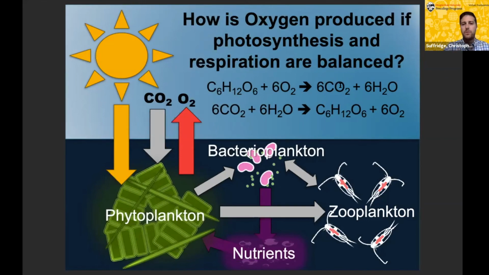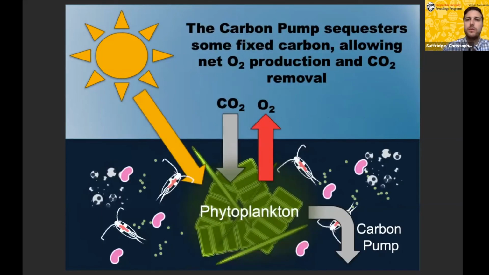So, question you might ask, if you're looking at this and you see these two equations and you line them up like this and you sum them together, they sum to zero. So how is oxygen produced if photosynthesis and respiration are balanced? Interesting question, right? So the way this works is through a process called the carbon pump, and this is why we get really excited about this in our lab.